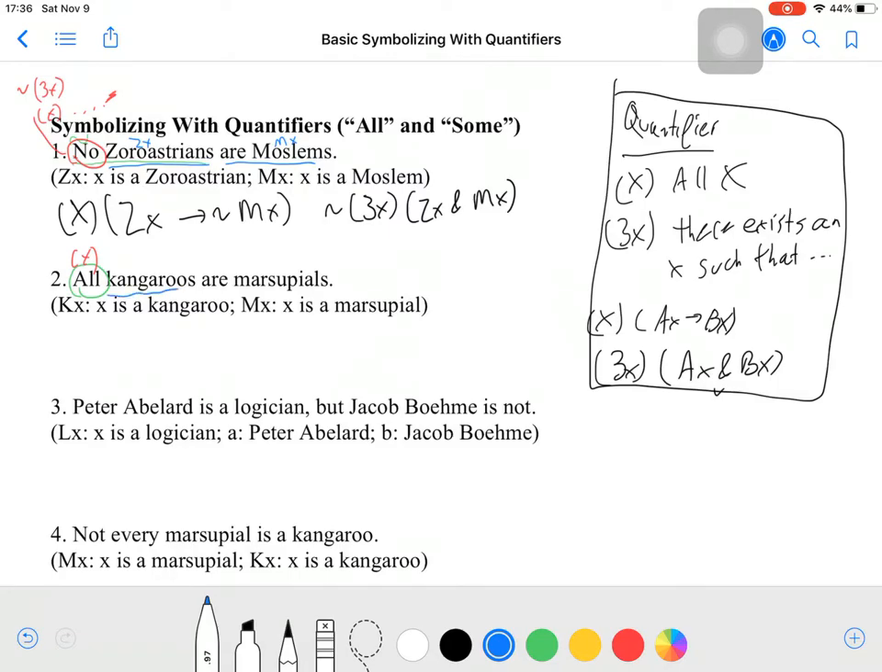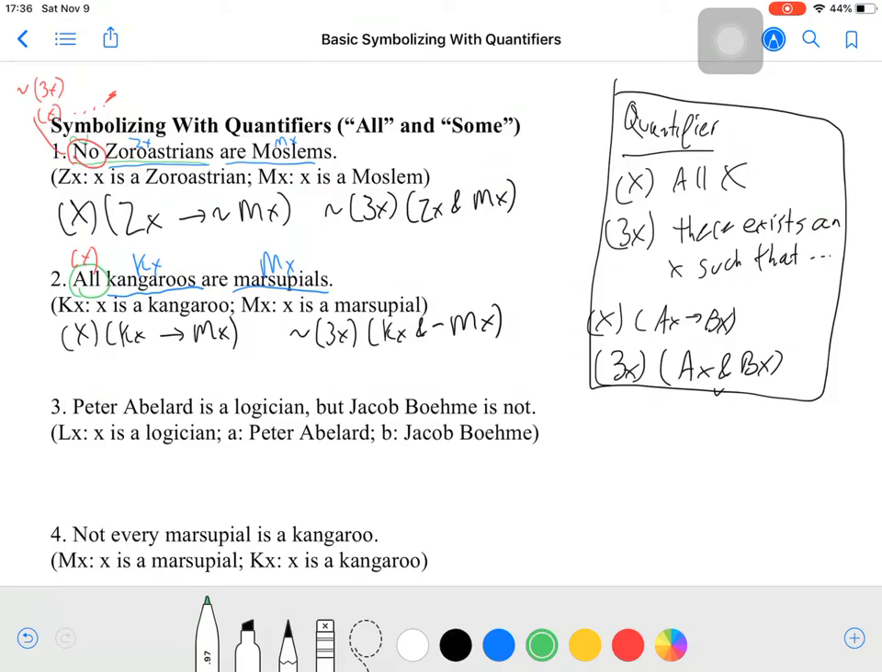So kangaroos and marsupials. Kangaroos are KX, marsupials are MX. So for all of X, if X is a kangaroo, then X is a marsupial. Now there's an alternative translation for this. We could also write this as, it is not the case that there exists an X such that X is both a kangaroo and not a marsupial. For some folks, this might make more sense. For other folks, it won't. Go with the first one.